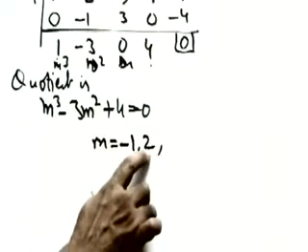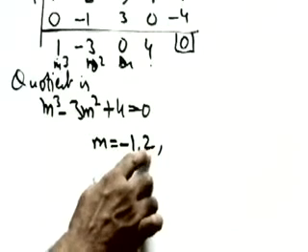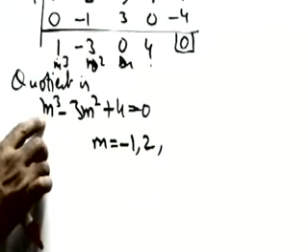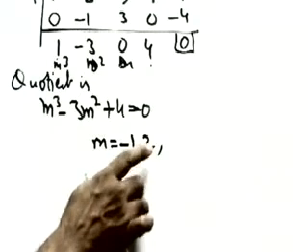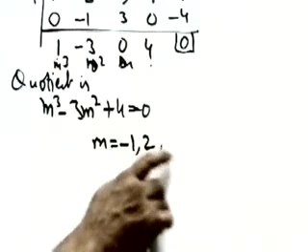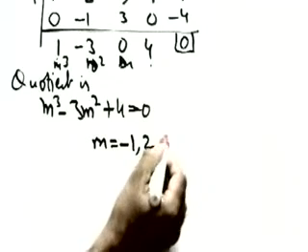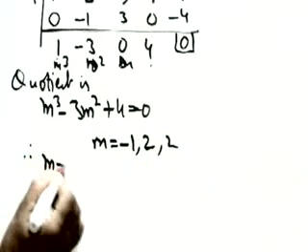I will explain that if another value is not given, that means the second value is repeating. This is a cubic equation. We must get 3 values, 1, 2, 3. But the calculator is giving only 2 values. That means the second value is repeating. This 2 is repeating one more time.